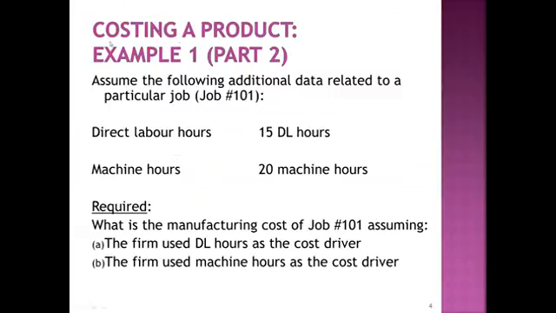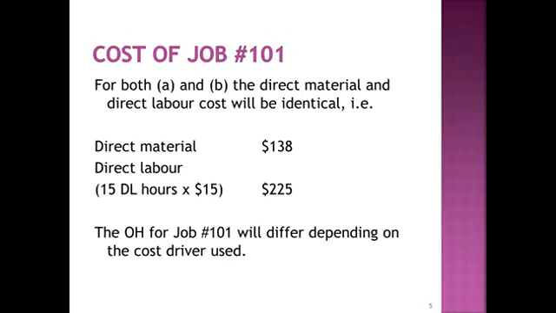So what we can do now is cost a product. So assume the following additional information relate to a particular job, so job number 101. The direct labour hours for this job will be 15 direct labour hours, and the machine hours will be 20 machine hours for this job. So we're going to work out the manufacturing costs of job 101, assuming firstly that the firm uses direct labour hours as the cost driver, and second, the firm uses the machine hours as the cost driver. Okay, so let's go through and cost this job.